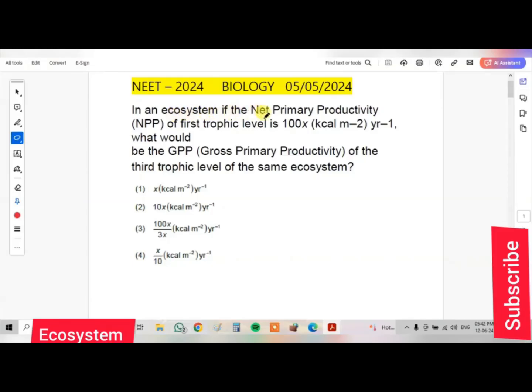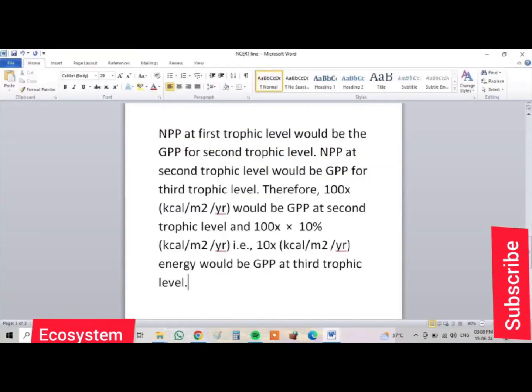In an ecosystem, if the net primary productivity NPP of the first trophic level is 100x, what would be the GPP, gross primary productivity, of the third trophic level of the same ecosystem? The answer would be option 2, 10x. Maybe the simplest explanation I can give: NPP at the first trophic level would be the GPP for the second trophic level, NPP at second would be GPP for the third. Therefore 100x would be the GPP at the second trophic level, and 10% of 100x would be 10x. So option 2 is the answer.